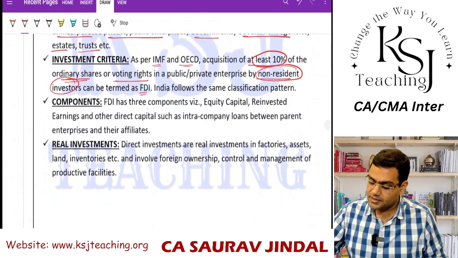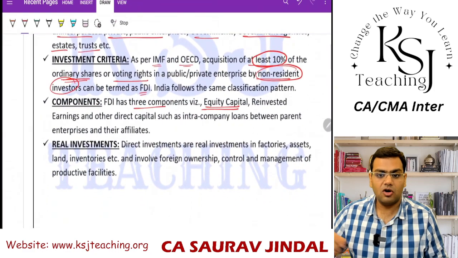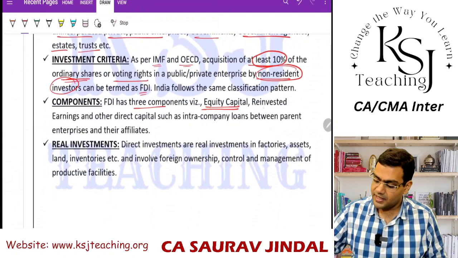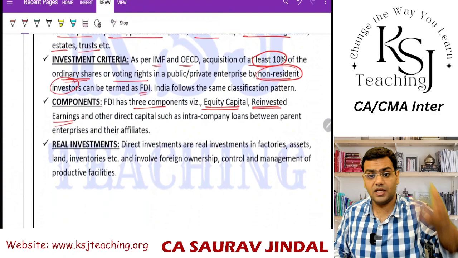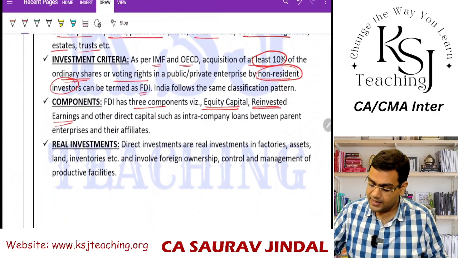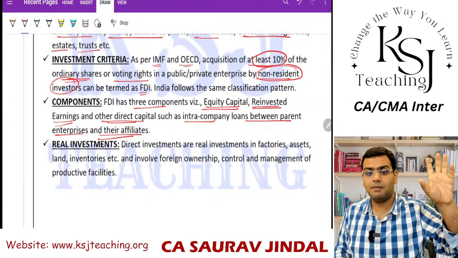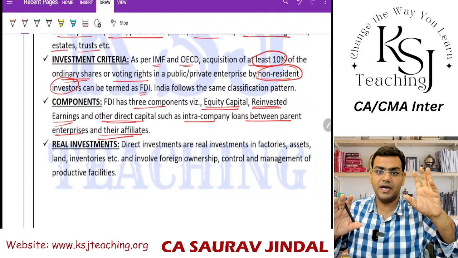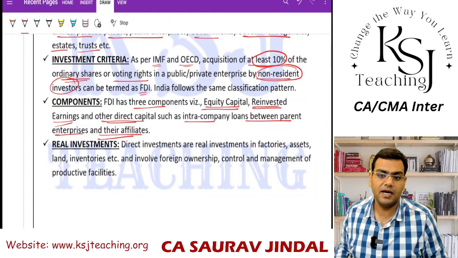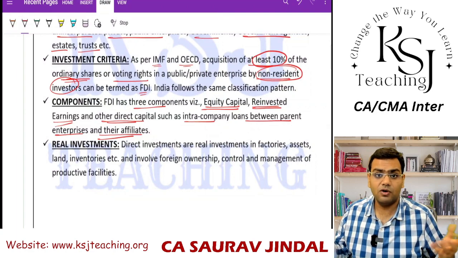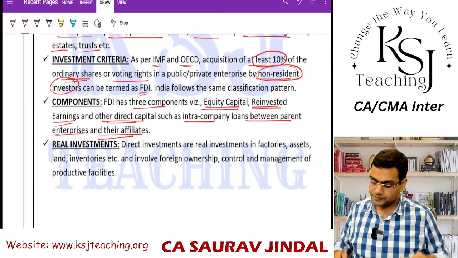Components. FDI has three components, with the equity capital. Obviously, you are buying the equity. Then the reinvested earnings, that you earned something and you reinvested in India itself, right? And other direct capital such as intra-company loans between the parent and their affiliates. Now, let's say the parent company is in USA, the subsidiary company is in India, right? And this parent company gives a loan to the subsidiary company in India. What is that? That is again the flow of capital, right?